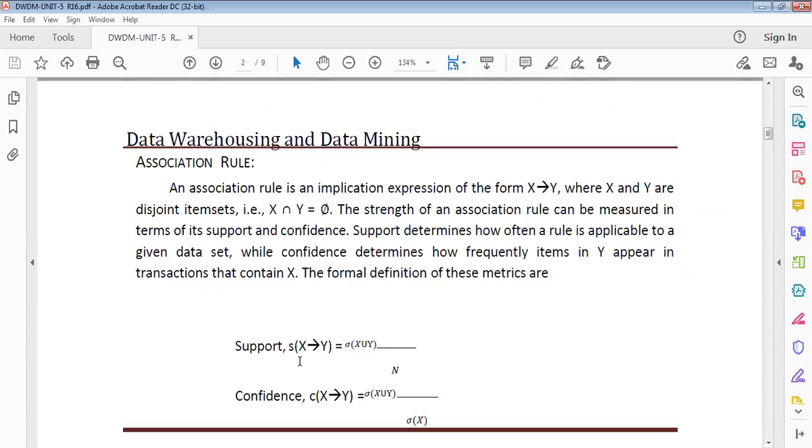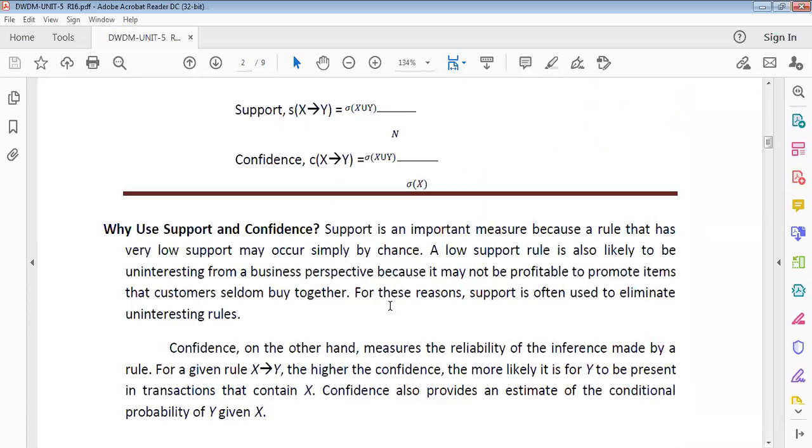An association rule is an implication expression in the form of X implies Y, where X and Y are disjoint item sets, X intersection Y is equal to phi. The strength of the association rule can be measured in terms of its support and confidence. Support determines how often a rule is applicable to a given data set, while confidence determines how frequently items in Y appear in transactions that contain X. So here is the formal definition of the metrics, support and confidence.